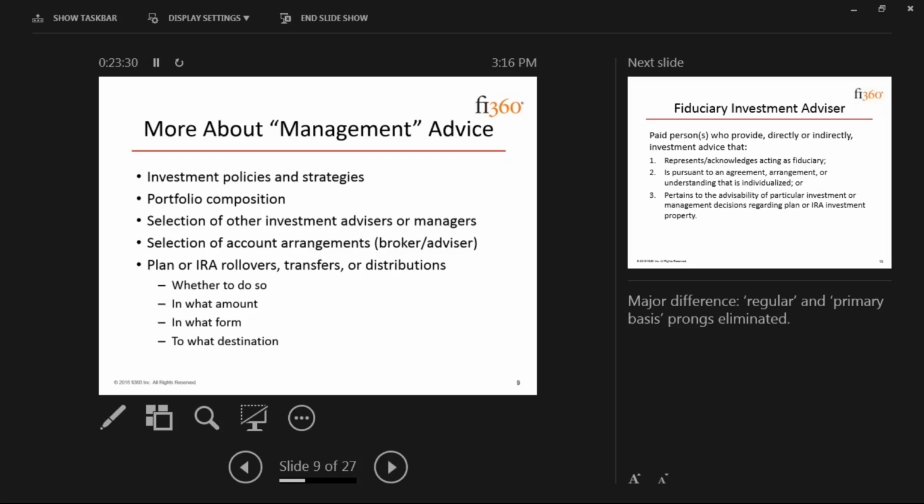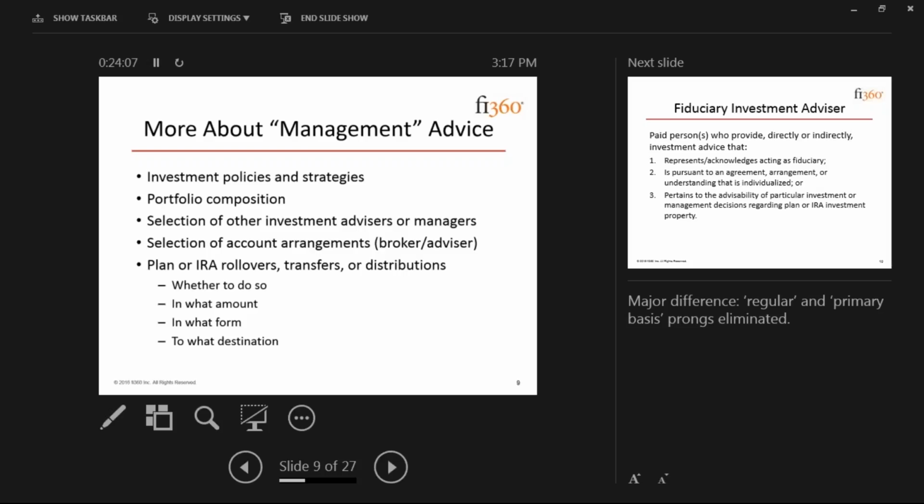Portfolio composition would be considered a fiduciary act. Those of you that are constructing model portfolios, if you feel that you have been able to avoid fiduciary responsibility previously, it's going to be difficult to do that moving forward under the new rule. Selecting other investment advisors or managers. So if you're an advisor and you're assisting in the selection of the investment managers, that's going to be a fiduciary role.